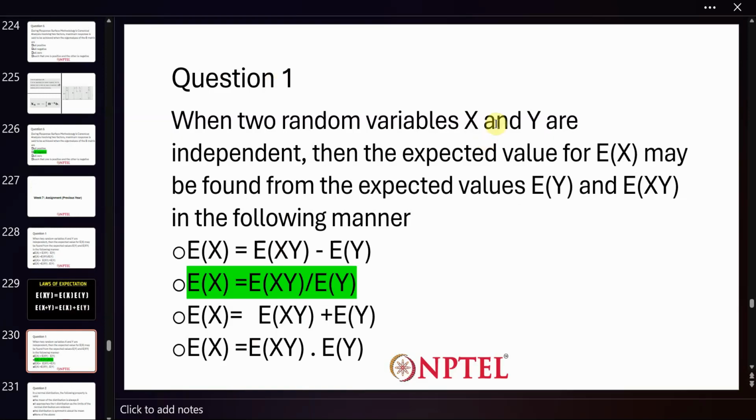From this we can find out that since e of x y is equal to e of x into e of y, so e of x is equal to e of x y upon e of y. The answer is B.